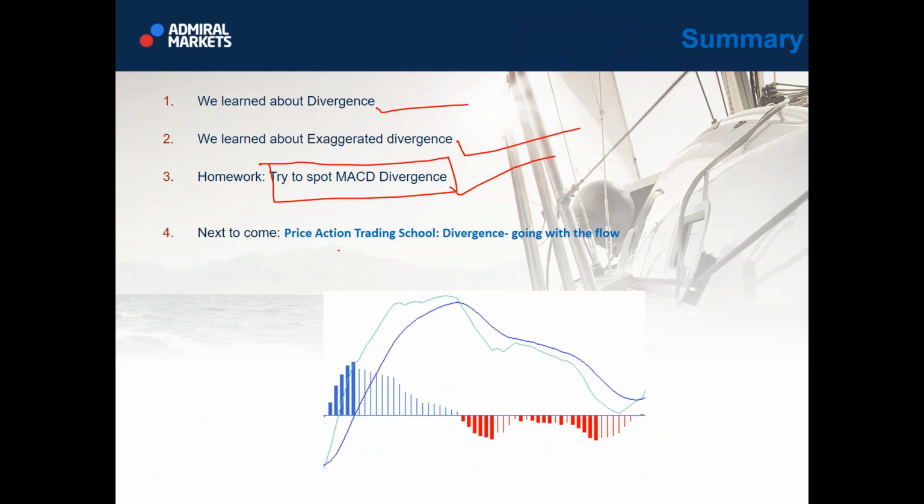Because next time, we'll be talking about price action trading school divergence going with the flow. How to actually trade divergence if you want to trade it. How you can trade the divergence. This indicator is available. So if you want to take advantage of this indicator, of course, this is a free indicator. Please email me here and ask for the indicator. I will send you.